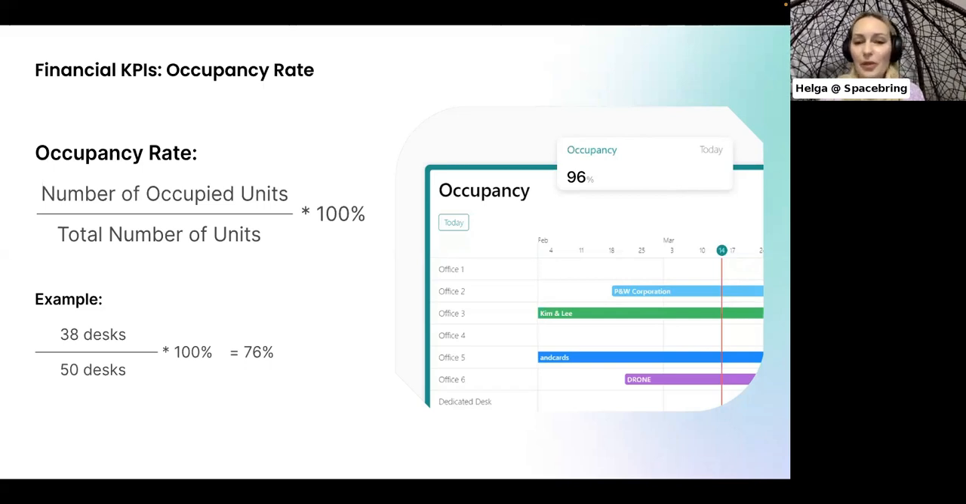You need to keep a couple of things in mind. You can calculate occupancy for different time frames, be it daily, weekly, or monthly. Just remember to stay consistent for accurate comparisons. Then, depending on your setup, consider different types of occupancy, like desk occupancy versus meeting room occupancy. And I have another question for you. Would you like to know what the occupancy rate is at WeWork and IWG? I figured it out for you.